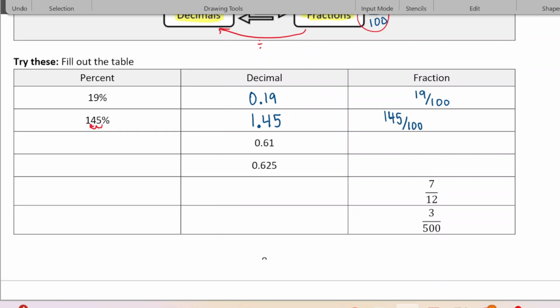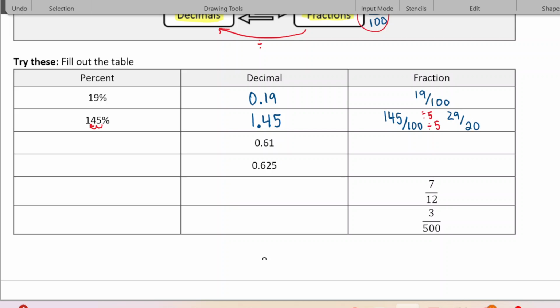As a fraction, we can just simply write it 145 out of 100. Remember, percents mean out of 100. And we can reduce that. Divide by 5. And we get 29 out of 20. And that can't be reduced any further.